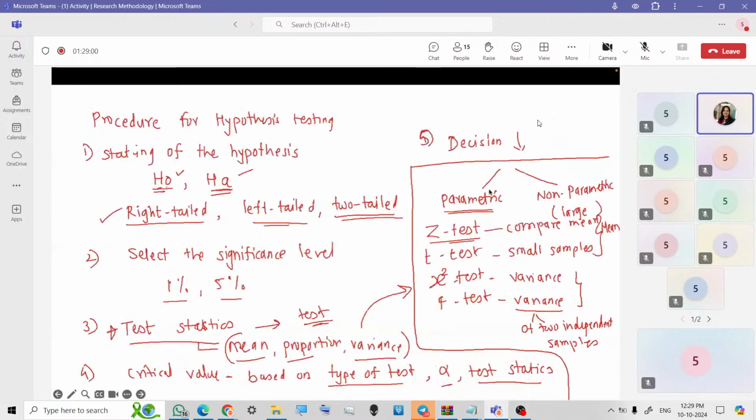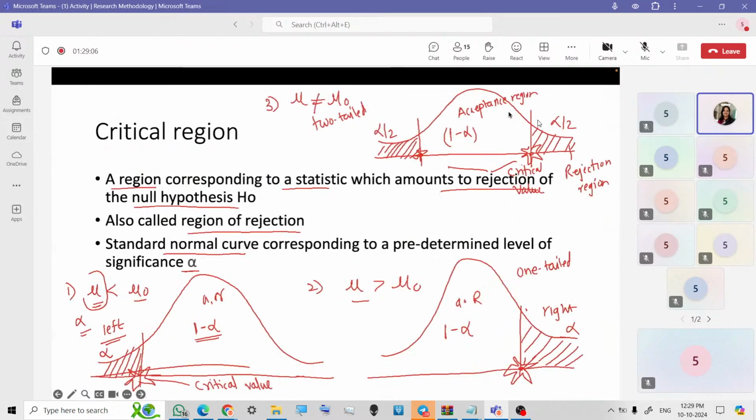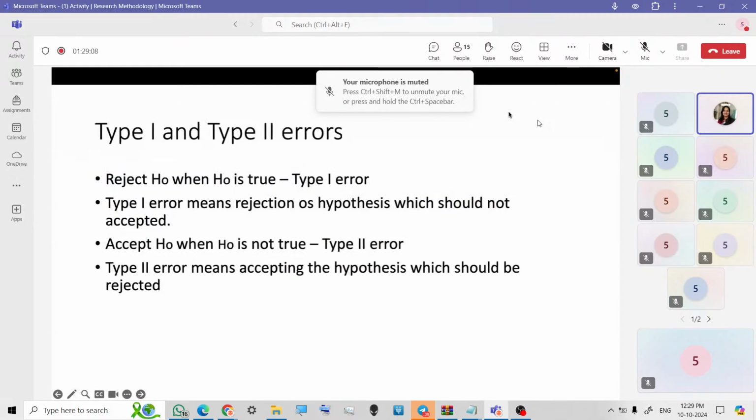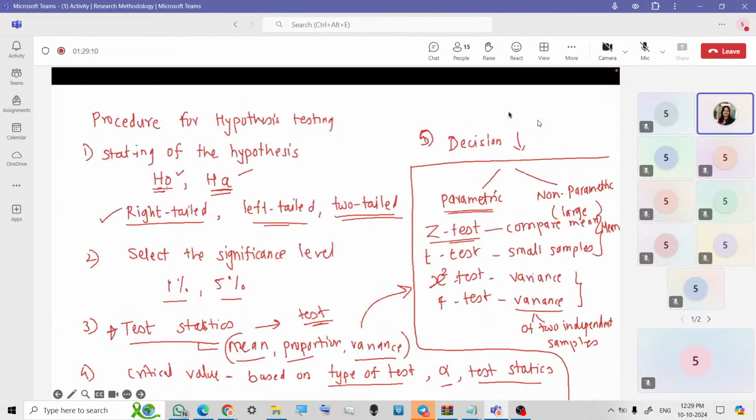Okay, so what is the procedure for hypothesis testing? We have seen that there are a few terms which we have to take into consideration. We'll go through them step by step.